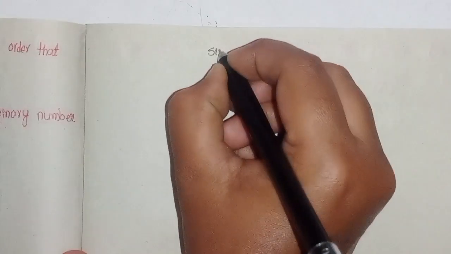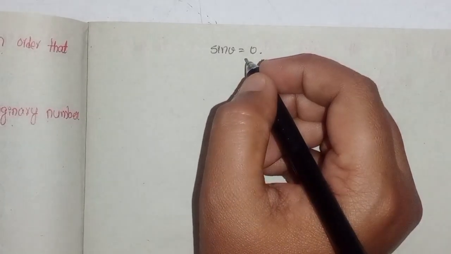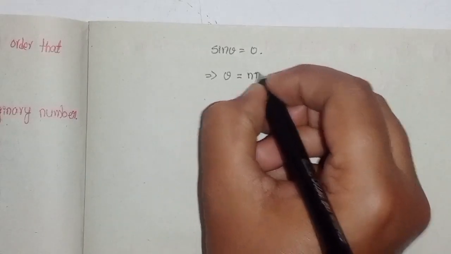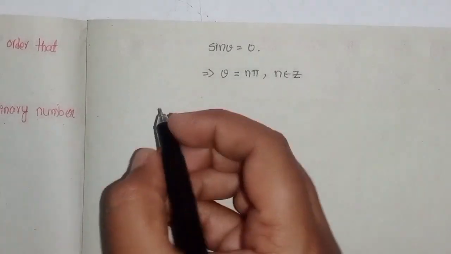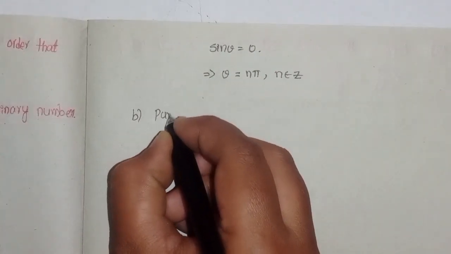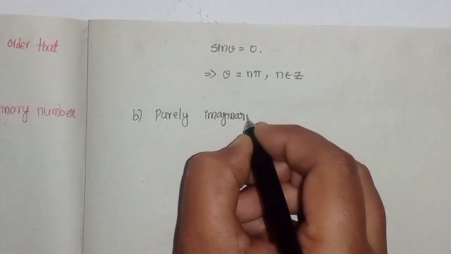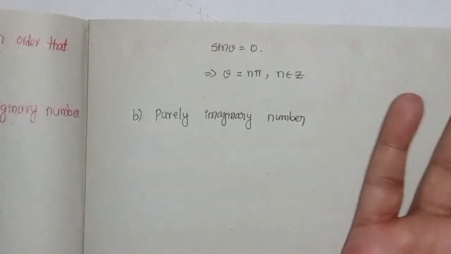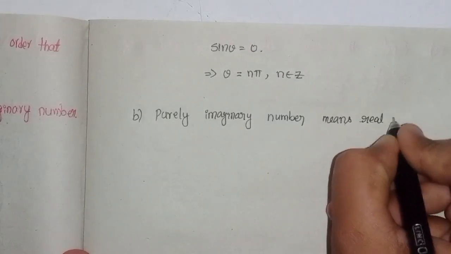So sin theta value is 0. Its meaning we learned in first year: then theta equal to n pi, n belongs to Z. Next, b: purely imaginary number. And nanna, the real part is 0, means the real part is 0.